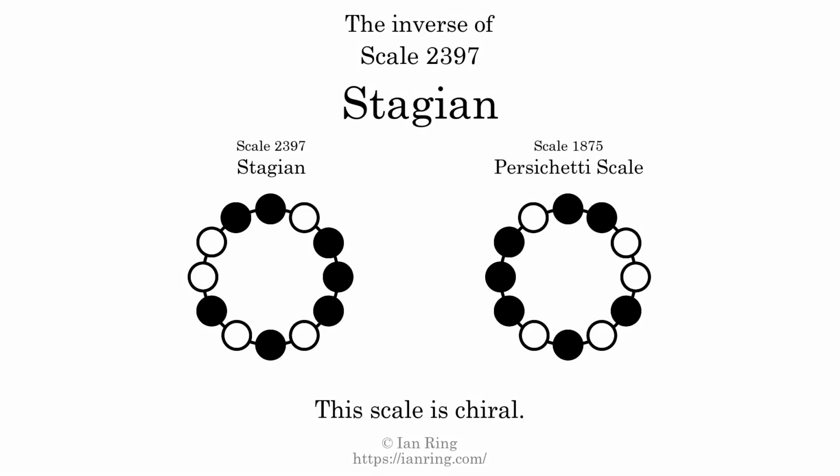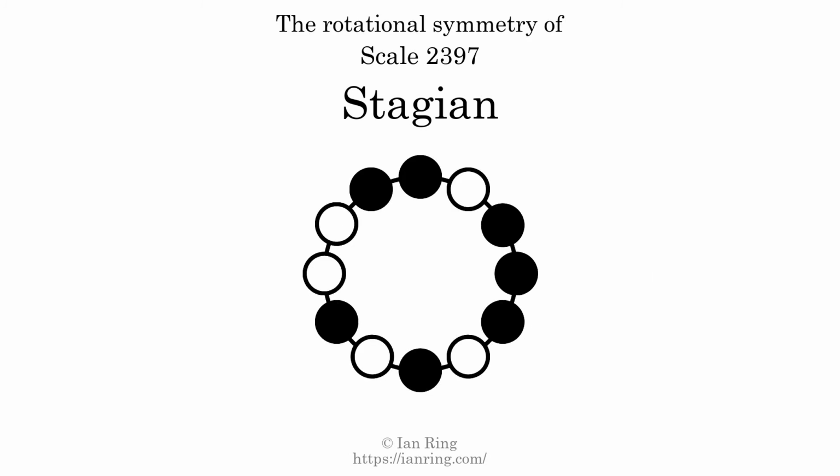The inverse of a scale is a mirror image. It is what you get when the sequence of intervals is reversed. The inverse of this scale is scale 1875, also known as Persichetti scale. This scale is chiral. It cannot transform into its inverse by rotational transformation. This scale has no rotational symmetry.